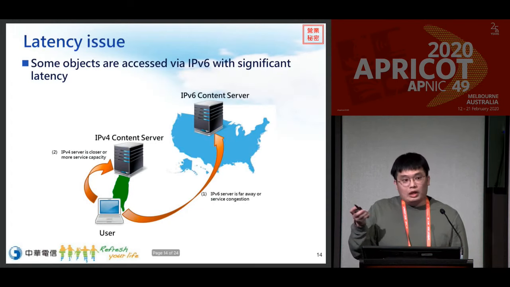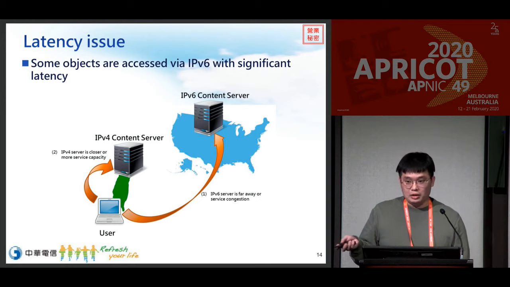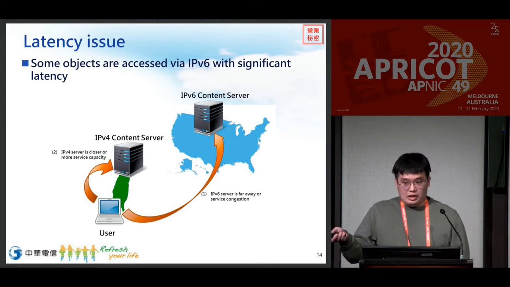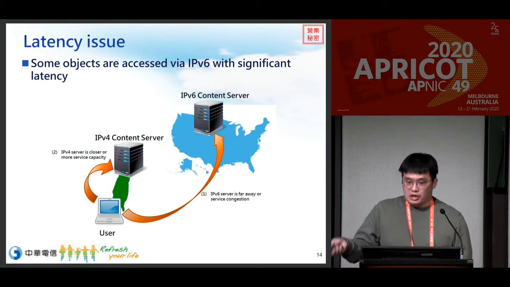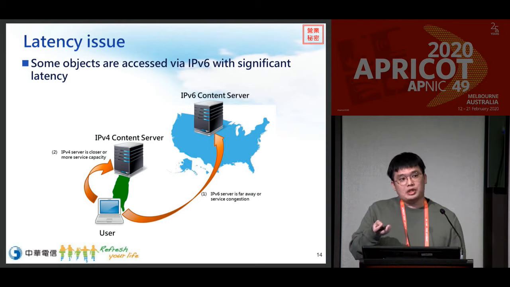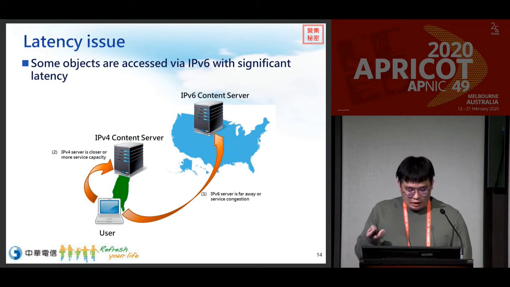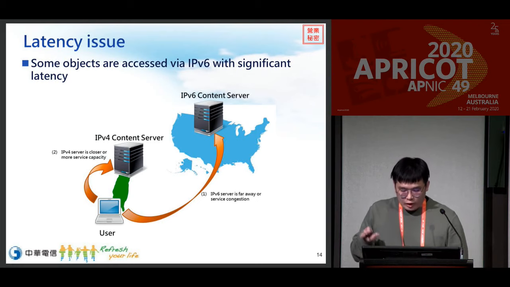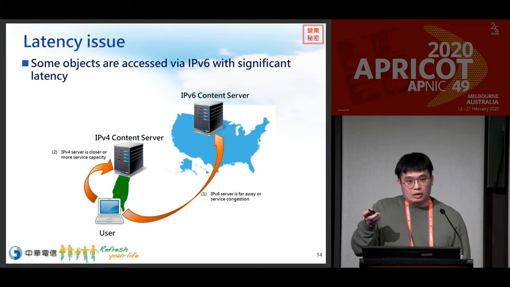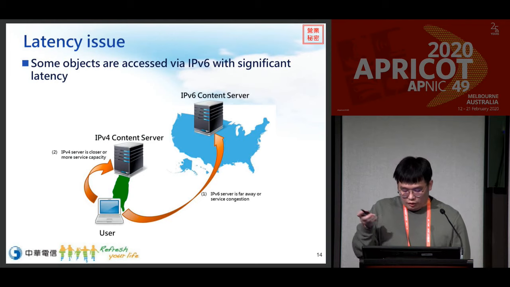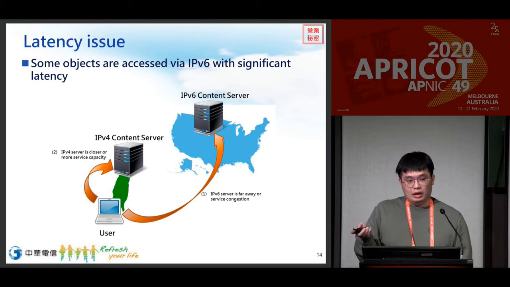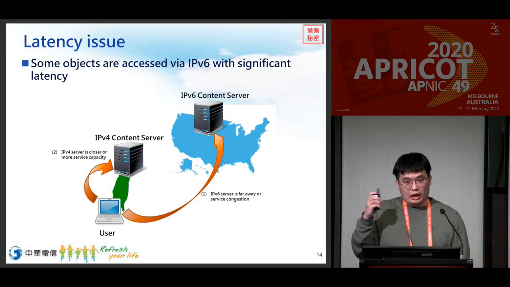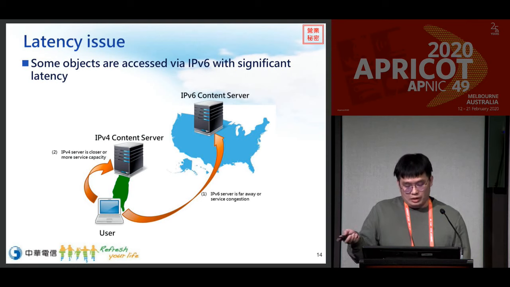They don't even know what kind of connection they are using. They're using V6 or V4, they don't care. They just want to know how they access the website or the content. So the first problem is the latency issue. When they use a V4 connection, they can get the content or website object easily, locally. And when they use the V6 connection, we found the latency is higher, and the reason is they have to get the object from outside of our country.